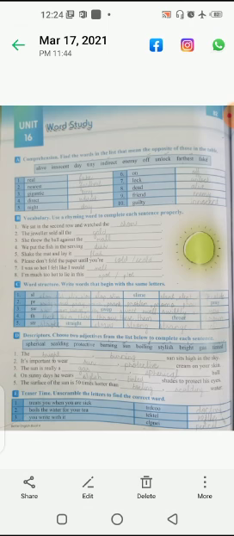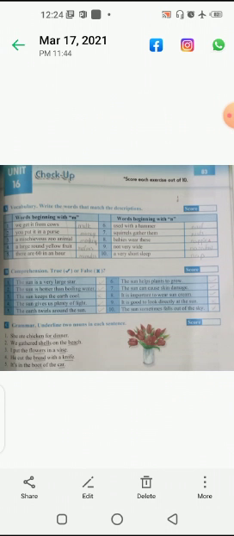Then is page 83. Unit 16, page 83. Write the words that match the descriptions. Clear? Words begin with M. The words should start from M. We get it from cows. We get milk, and we can also write meat here. You put it in a purse. We put money in the purse. You can also write mobile here.